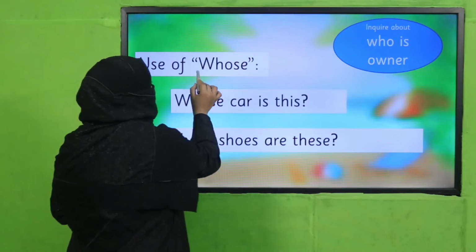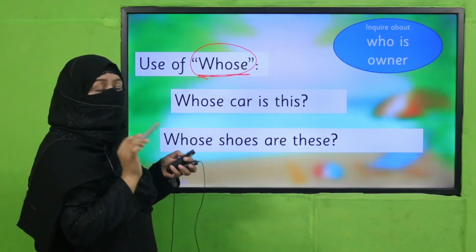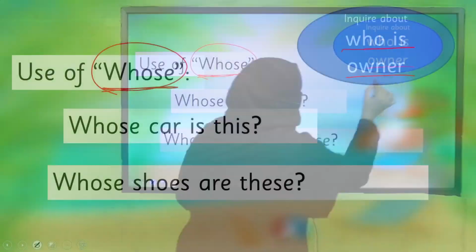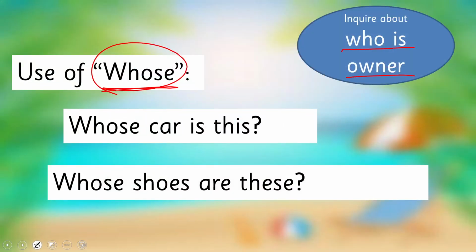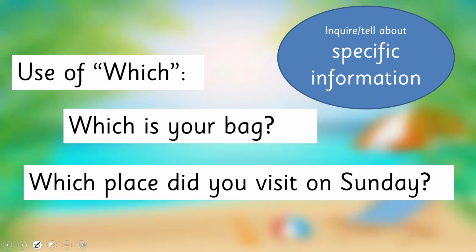So the next question word is whose. We use this question word when we want to ask who is the owner of something. Whose car is this? It means this is a car and who is the owner of the car? So when we want to know about the owner, we use whose. Whose car is this? Whose shoes are these? So who is the owner of these shoes? Right? Okay.